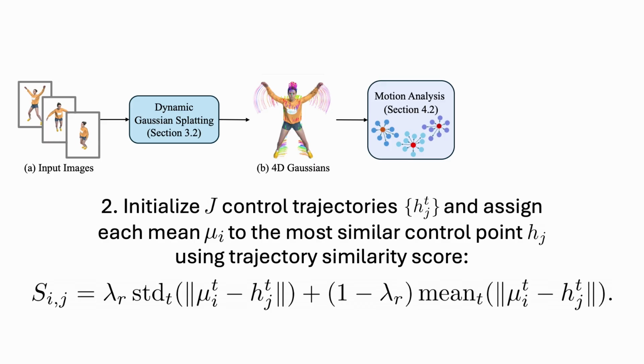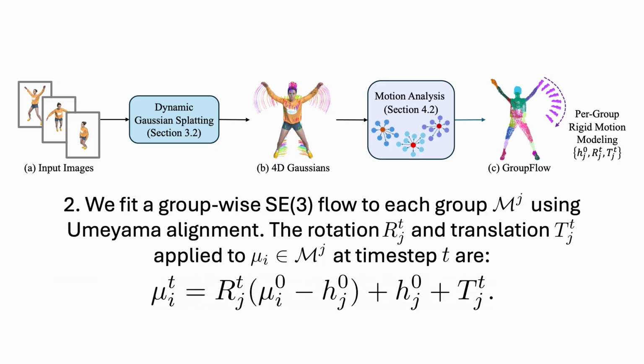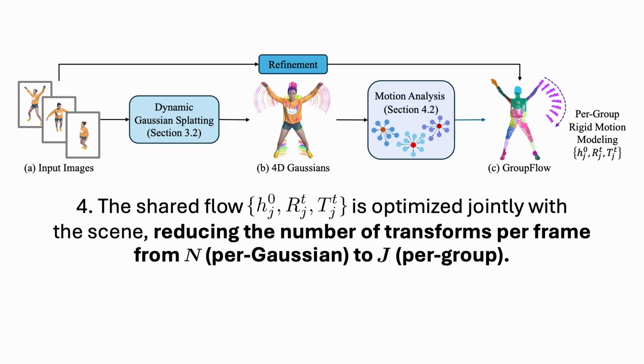Then, we initialize J control trajectories and assign each Gaussian to the most similar control point using our trajectory similarity score. Next, we fit a groupwise SE3 flow with shared rotation and translation to each group using Umeyama alignment. Finally, we jointly optimize the shared flows with the dynamic scene. This reduces the number of transformations per frame from N per-Gaussian neural deformations to J per-group SE3 transformations.